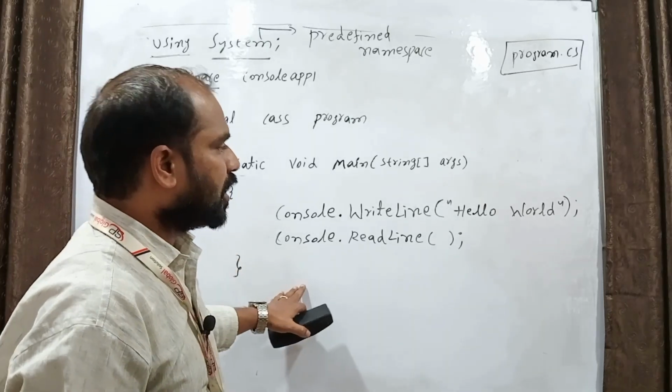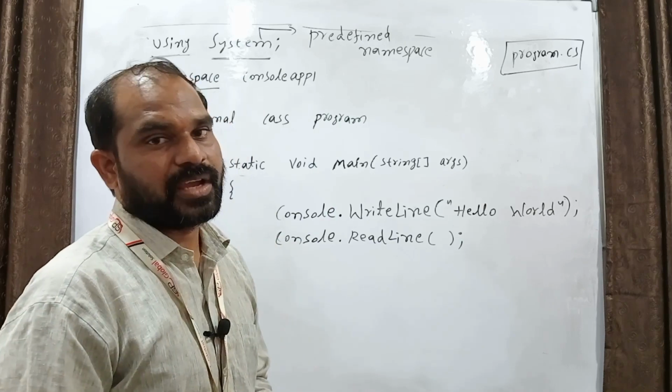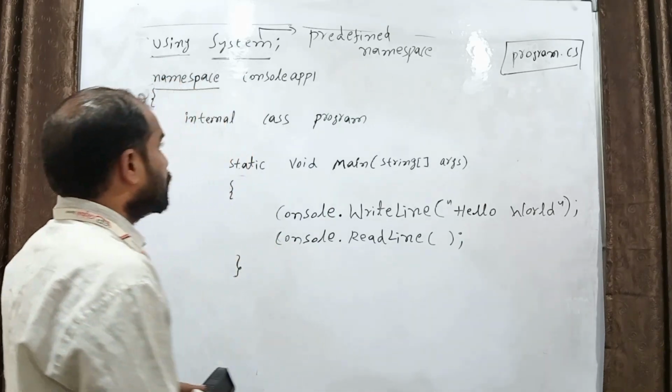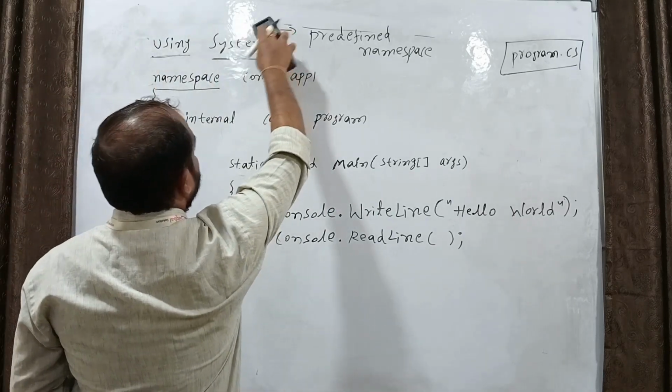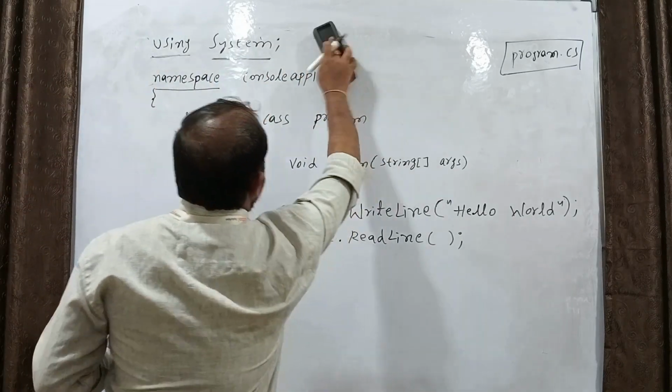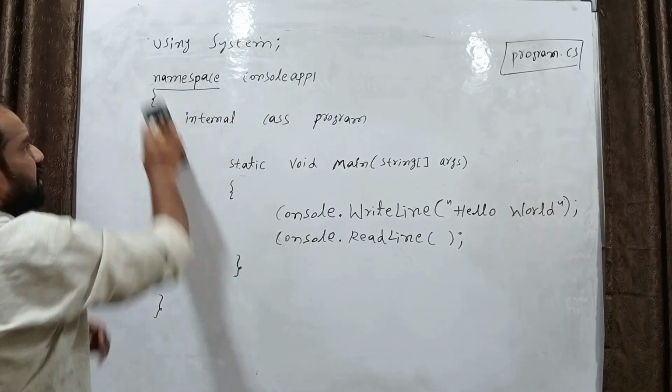Hiya. I hope all of you executed this starting code, the basic hello world program, by using C sharp. Now we are going to understand what a namespace is. A namespace is a collection of classes. Namespace is a collection of classes.